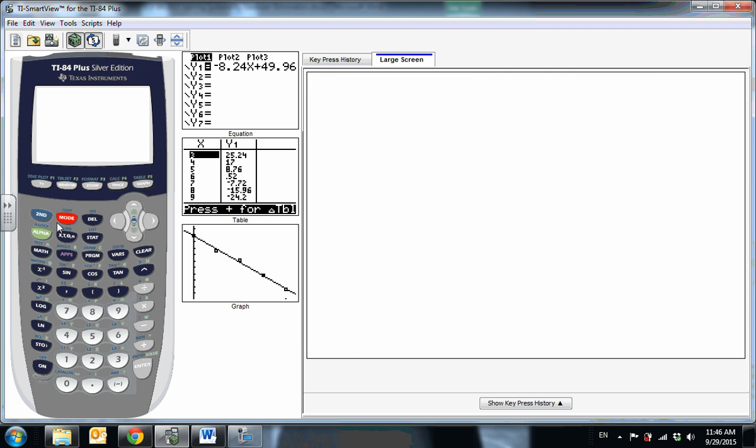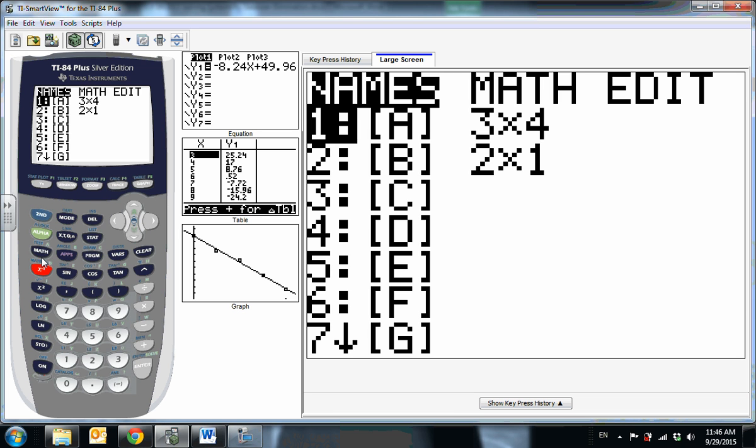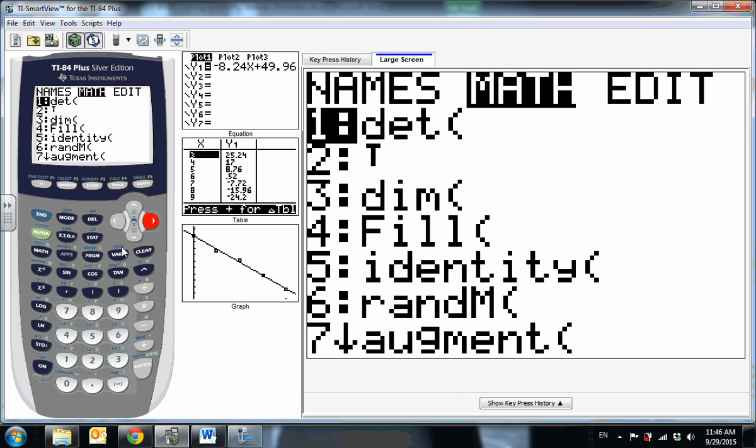Okay. Then you're going to do second matrix. And you're going to arrow over to where it says math. You see where it says math on that top row? Arrow over there. And you can arrow down until you hit B. Or you can do alpha. See that B in green? You can do alpha B.